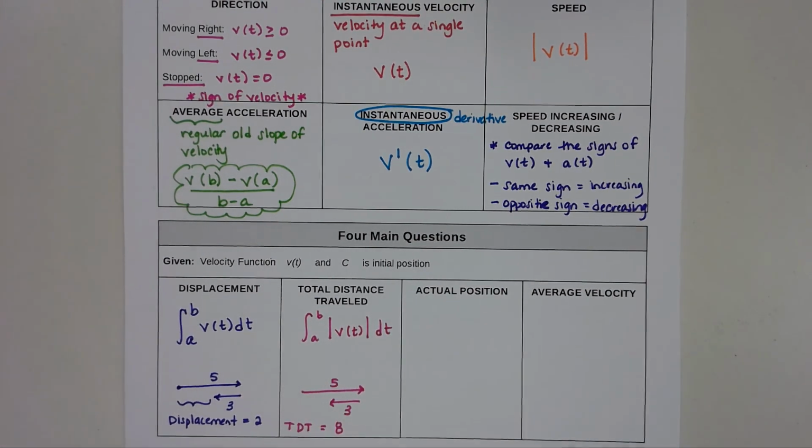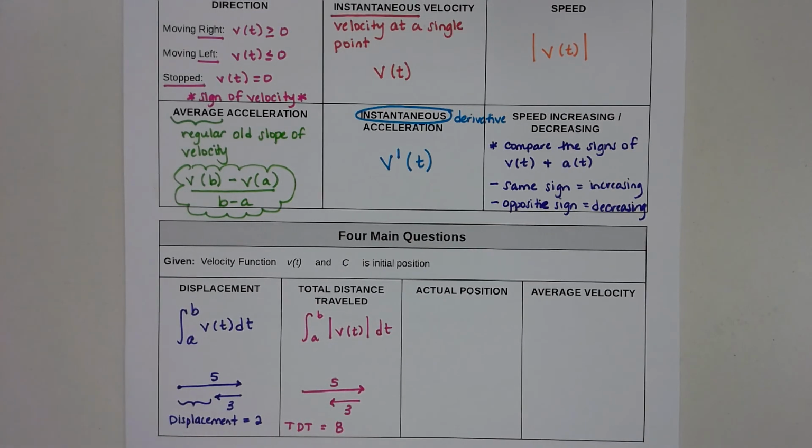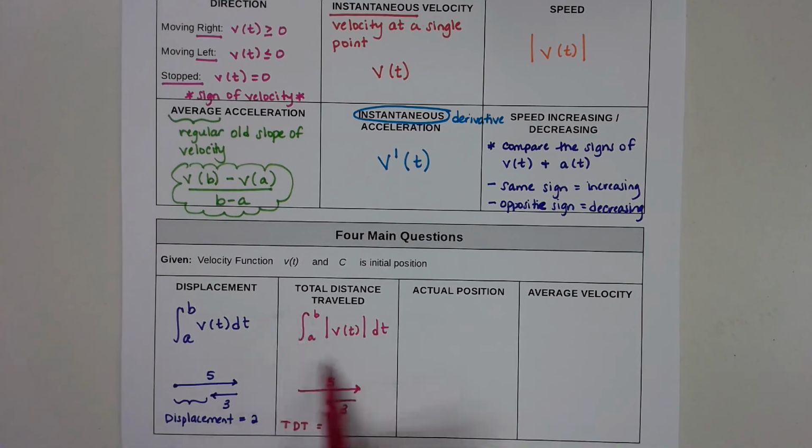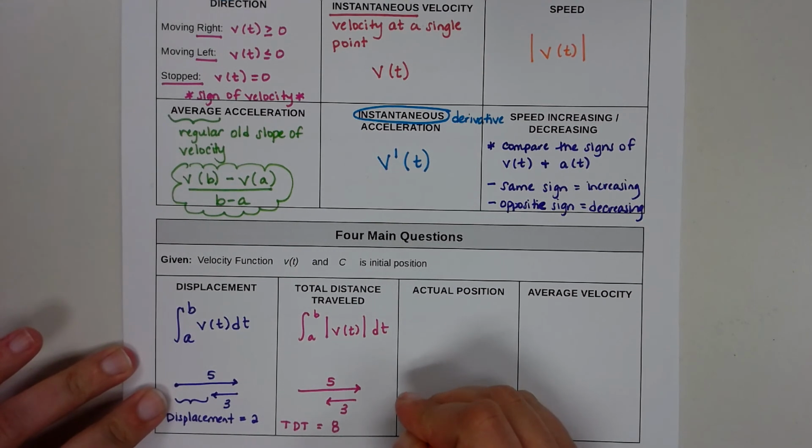Now, the reason we use the absolute value here is because doing the absolute value forces all of our distances to be positive before we add them up. You will also notice that the absolute value is inside of the integral around the velocity function. It's not around the whole outside of the integral, it's inside. One of the other questions we're going to be asked is about the idea of actual position. So this is the same thing as asking, where are you now?